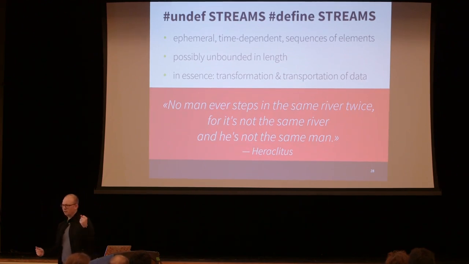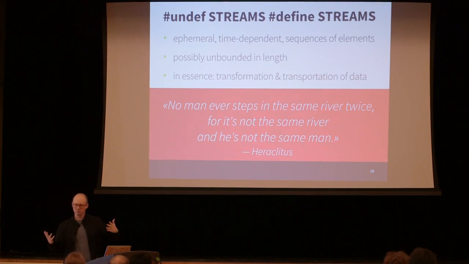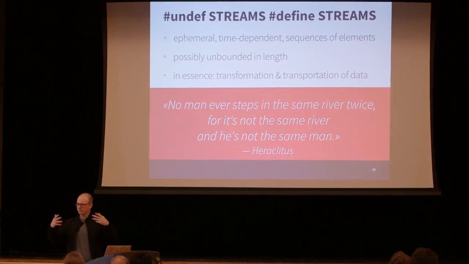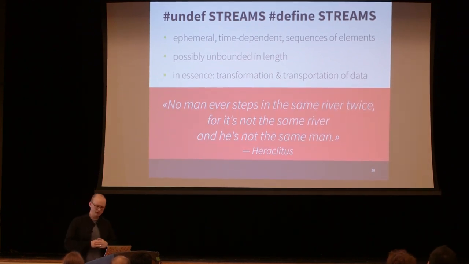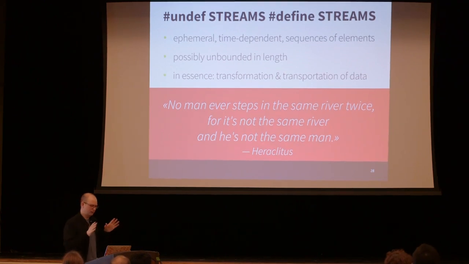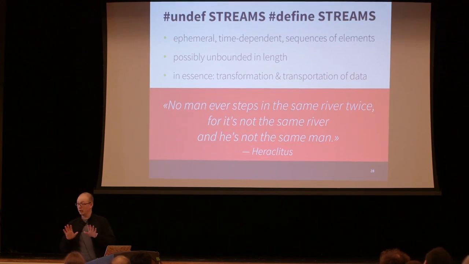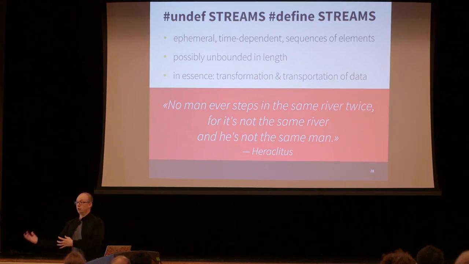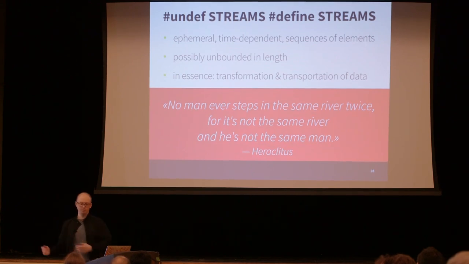So let's undefine what we know about streams so far and just redefine streams for the purpose of this presentation. A stream is ephemeral, which means that it just exists when you want it or as it runs. It's time dependent. It's a sequence of elements, so discrete. Possibly, but not necessarily, unbounded in length or in the number of elements. And in essence, it is the transformation and transportation of data. It comes from somewhere, goes to somewhere.